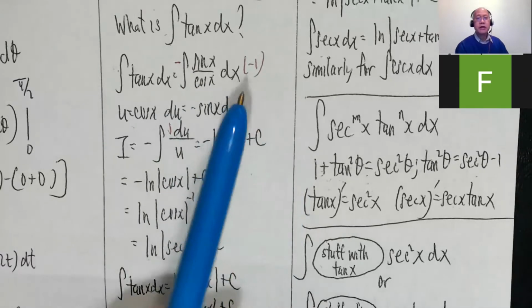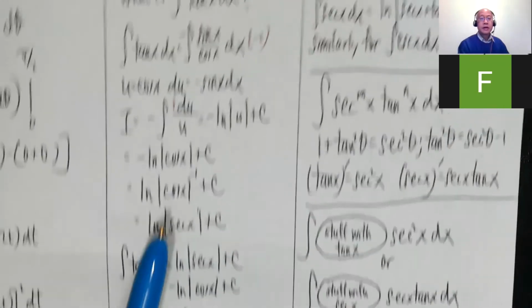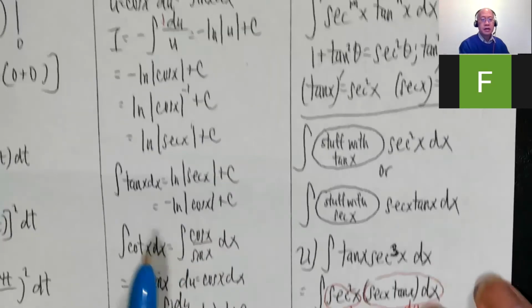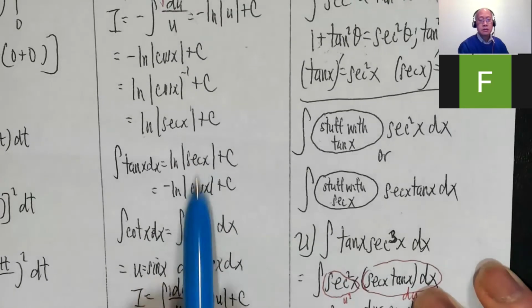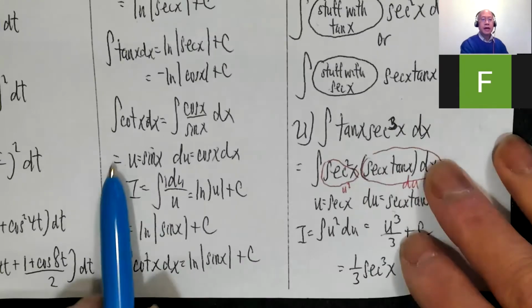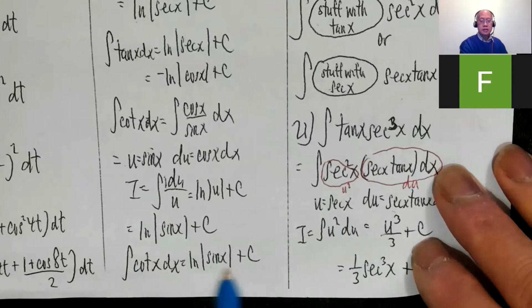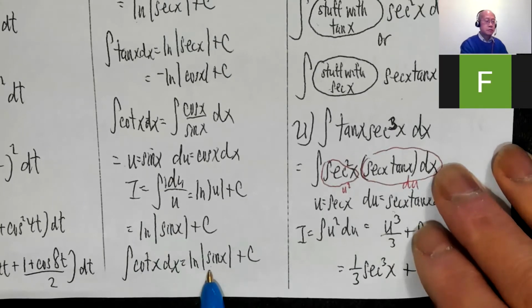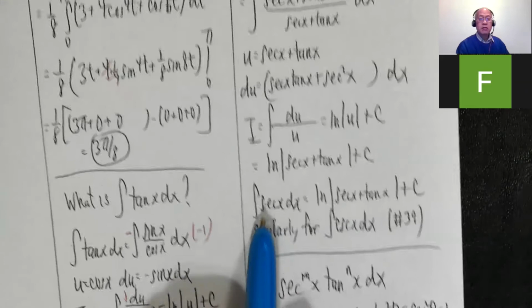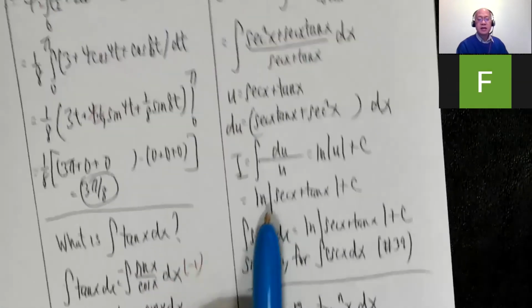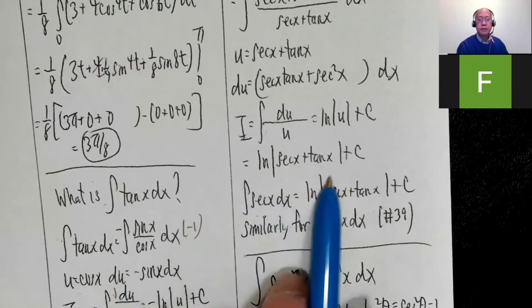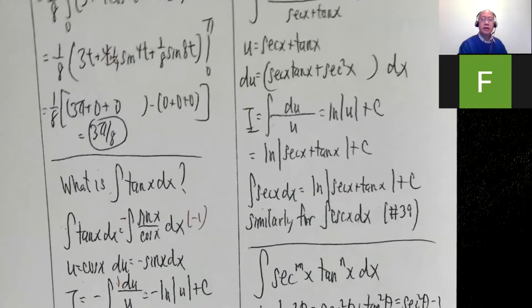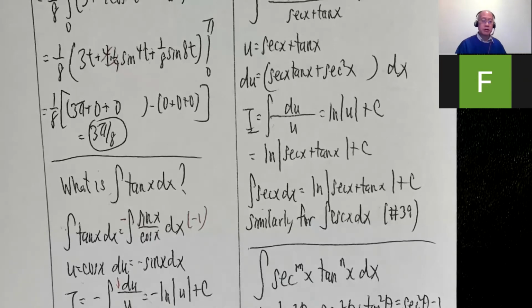Okay, so what do you need to know? Integral of tangent is either this or this. Put it on your cheat sheet. Integral of cotangent is this. Put it on your cheat sheet. Integral of secant is this. I'm not showing you the integral of cosecant because that happens to be one of the homework problems, 39. And worst comes to worst, you never get it. The answer's in the back of the book.